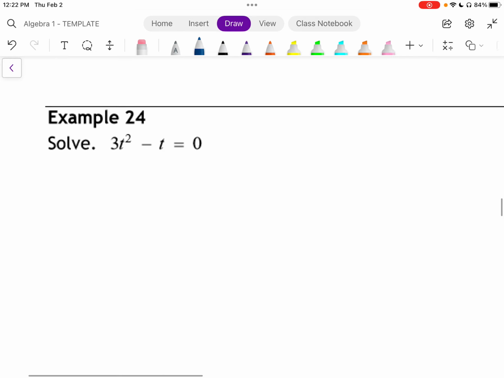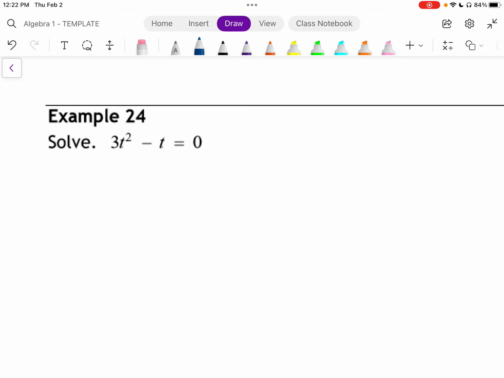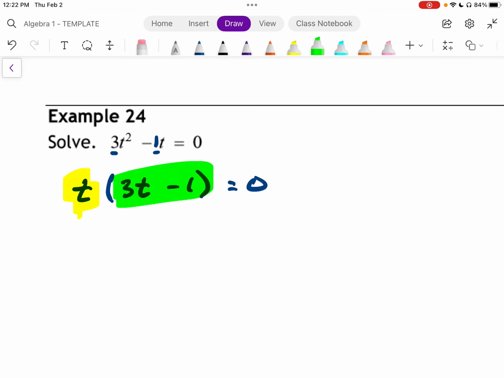24 says to solve. So I'm looking and I have the 3, and then in the other piece I have, well, it's like a 1. Right, I'm not going to pull out anything there, but I could pull out a t from both. So I'm going to factor a t, and I'm going to be left with 3t minus 1 equals 0. Now I use the zero products property. The yellow piece is just t equals 0, and that's it. We can actually box that in right there.